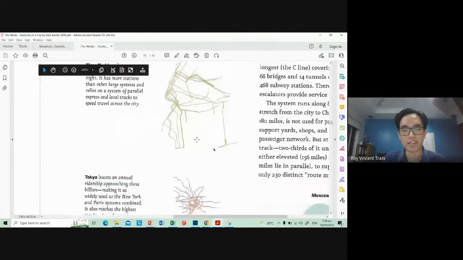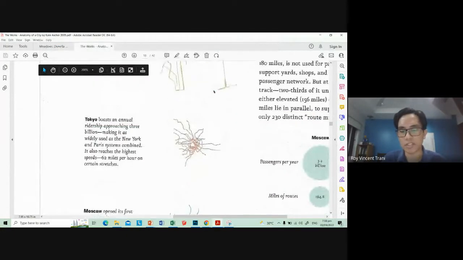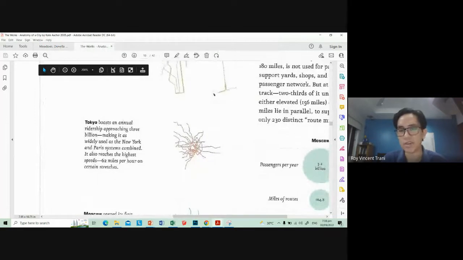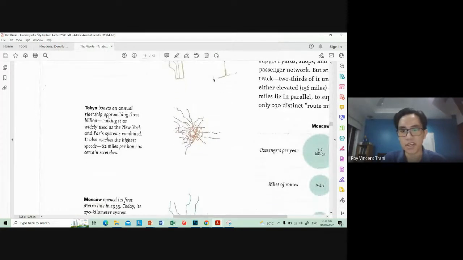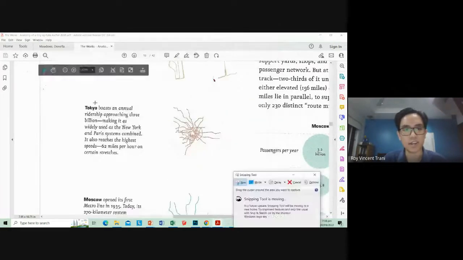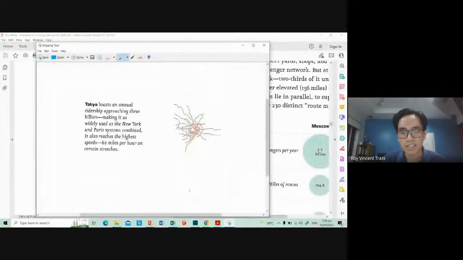But if you look at one of the most efficient subway systems, Tokyo, it's more centralized. And what do I mean by that? It comes out more radially. So if you draw this, it's kind of like spiraling outwards and you have different lines connecting to the city center.